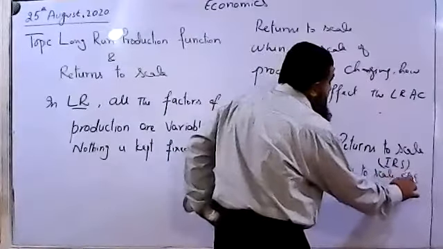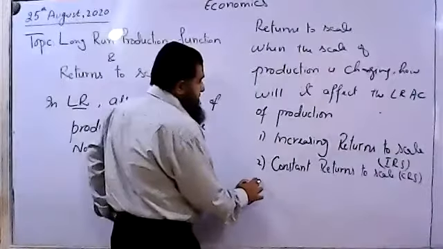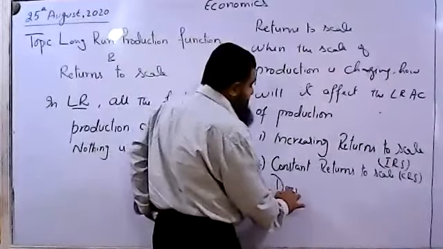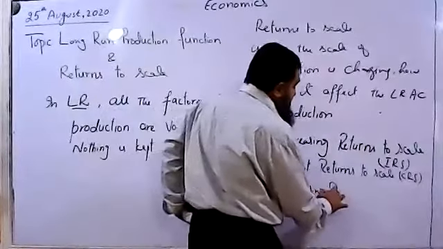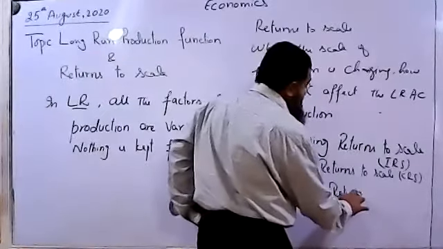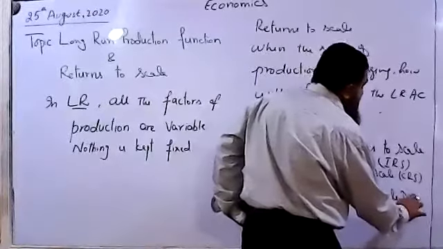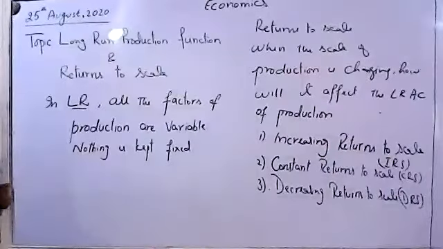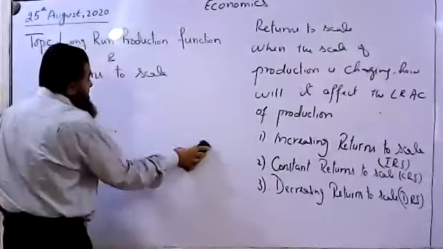That is called CRS production. And when we talk about the third returns to scale, that is called decreasing returns to scale. That is called DRS production function. So how can we analyze them? Increasing returns to scale and decreasing returns to scale, or constant returns to scale.